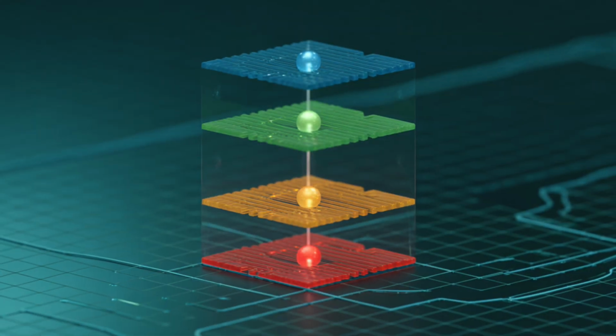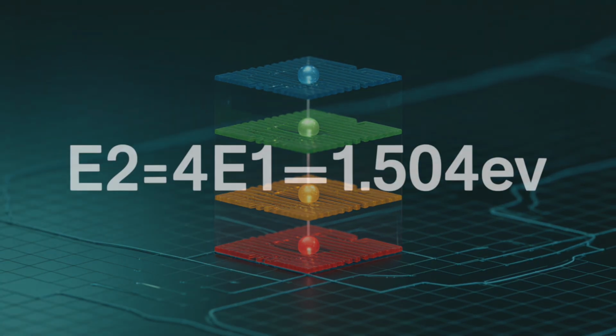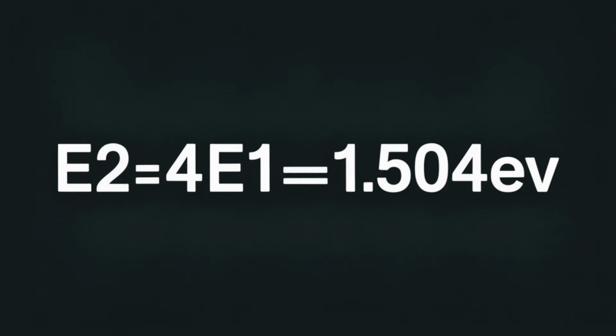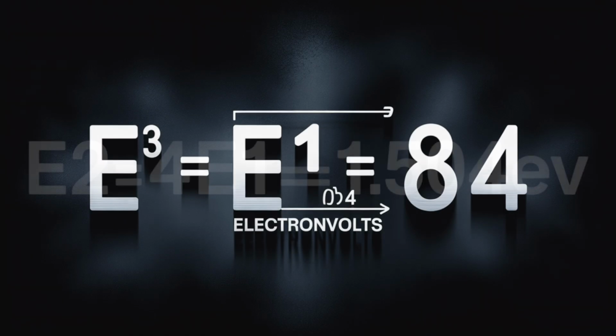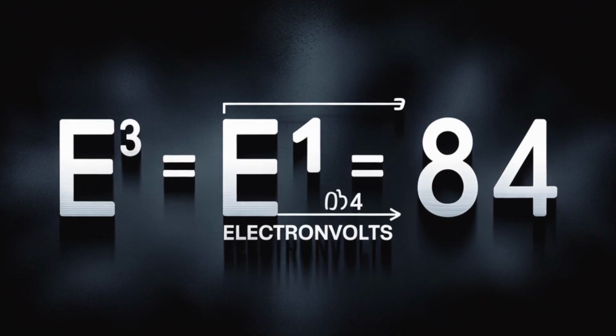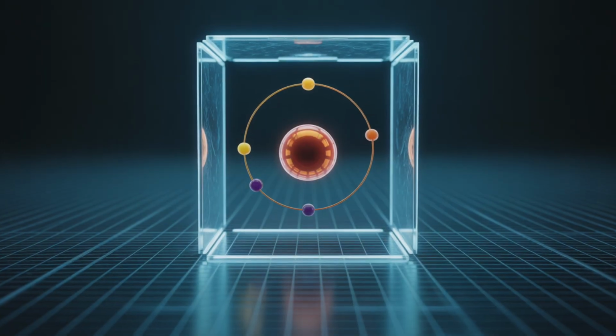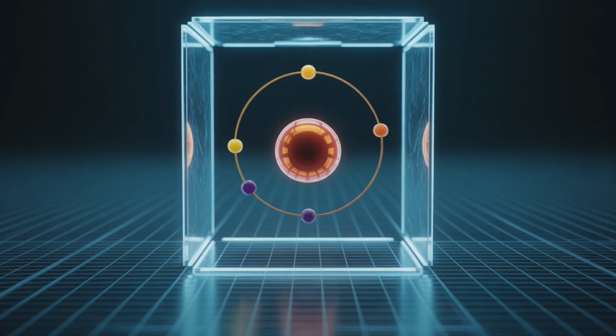Now, the beauty of this formula is that the energies scale as n squared. So, E2 equals 4 times E1 equals 1.504 electron volts. E3 equals 9 times E1 equals 3.384 electron volts. And there we have it, the first 3 energy levels of an electron trapped in a 1 nanometer box.